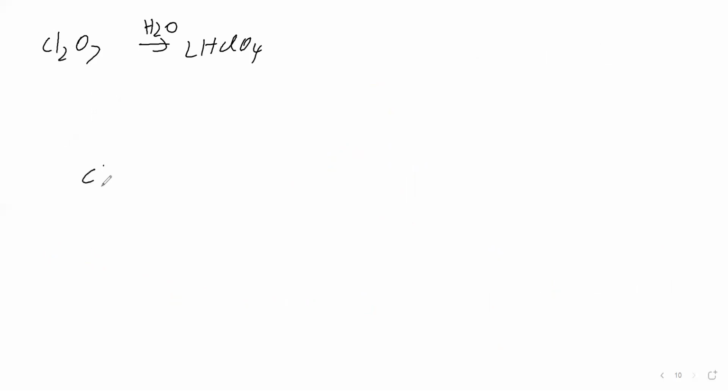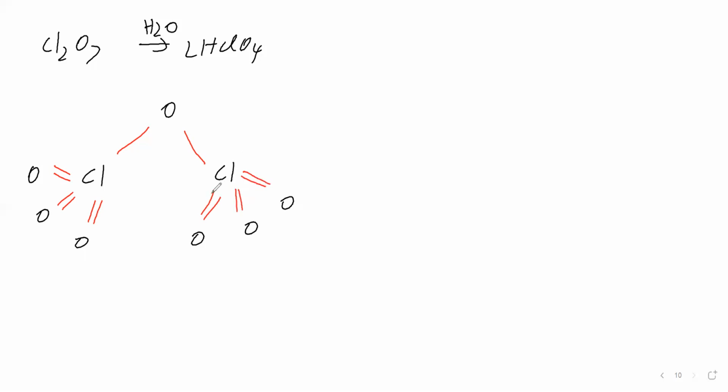Now we will see the structure. We take 2 chlorines and 7 oxygens. For this chlorine 3 oxygens, for this chlorine 3 oxygens, and 1 oxygen is common for both. Then we give bonds like this. Oxygen makes a double bond. Now we can say these double bonds have one bond length and these single bonds have another bond length. Therefore, two values of Cl-O bond length are possible.